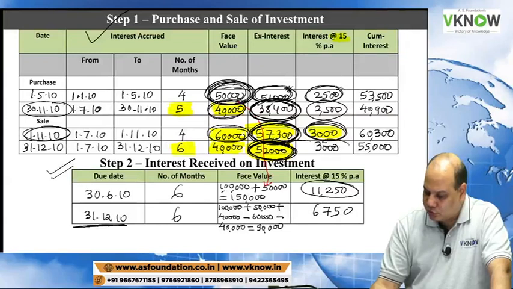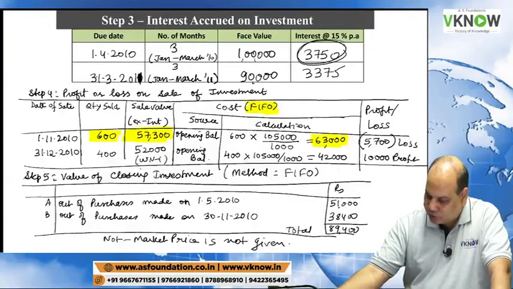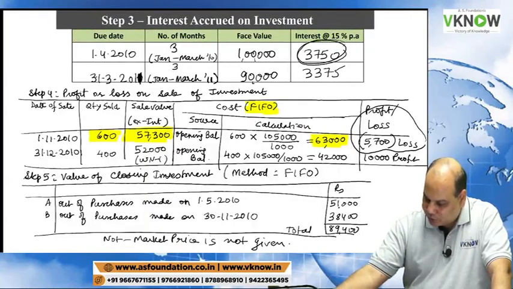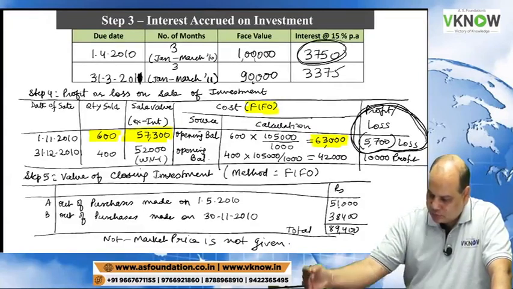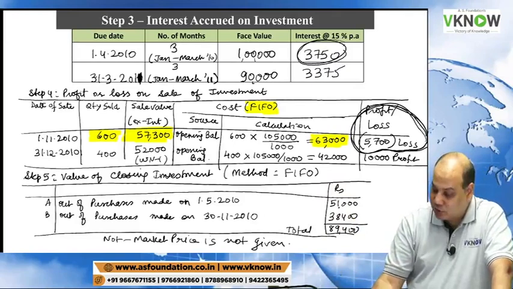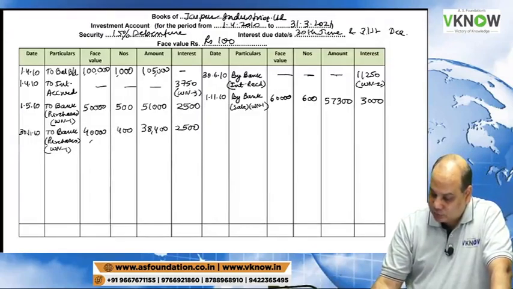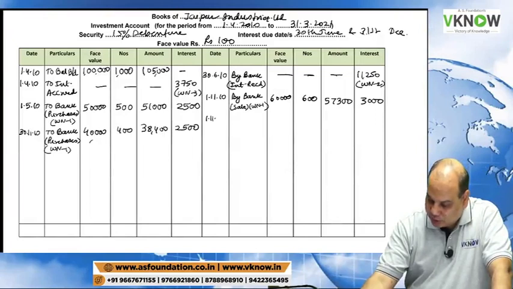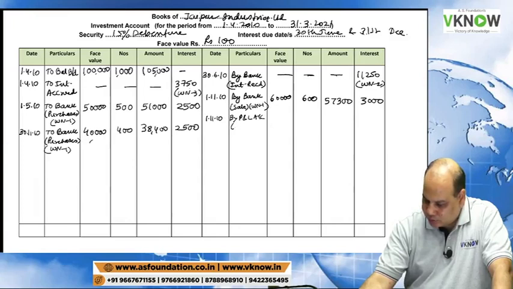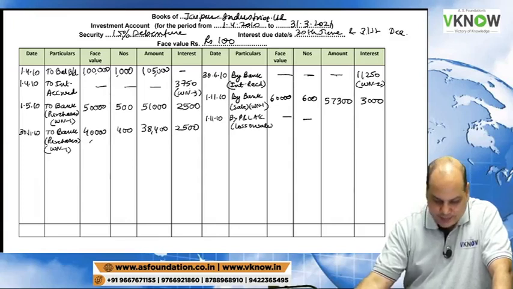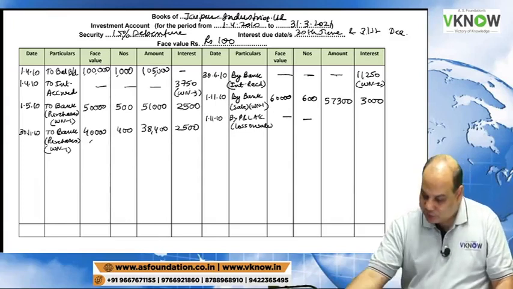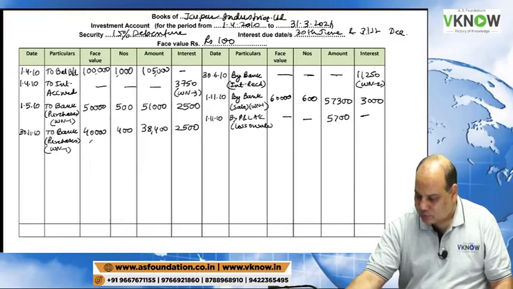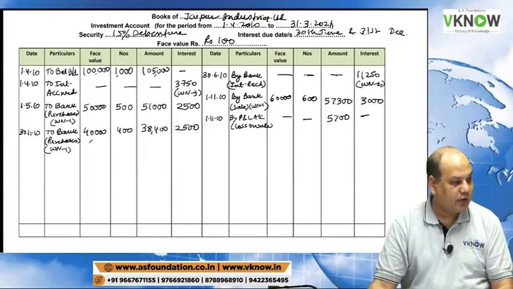And there is a loss also on this sale. Working note number 4 on the screen. You will find 5700 loss on the last right side. So simultaneously write down here 1/11/10, by P&L account, loss on sale, 5700.